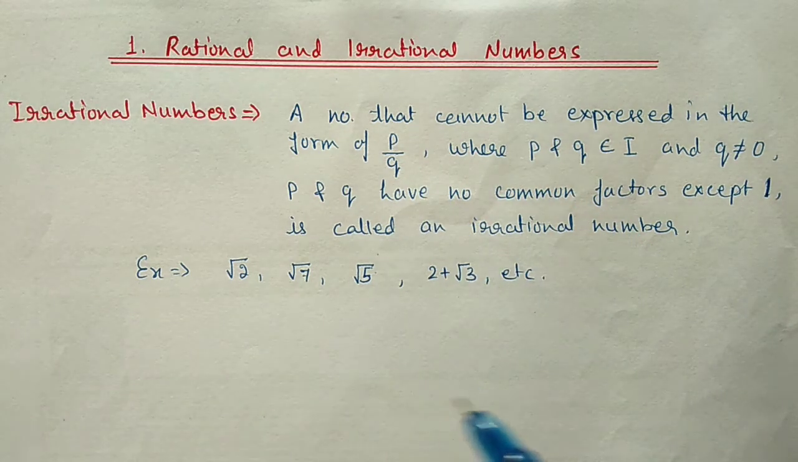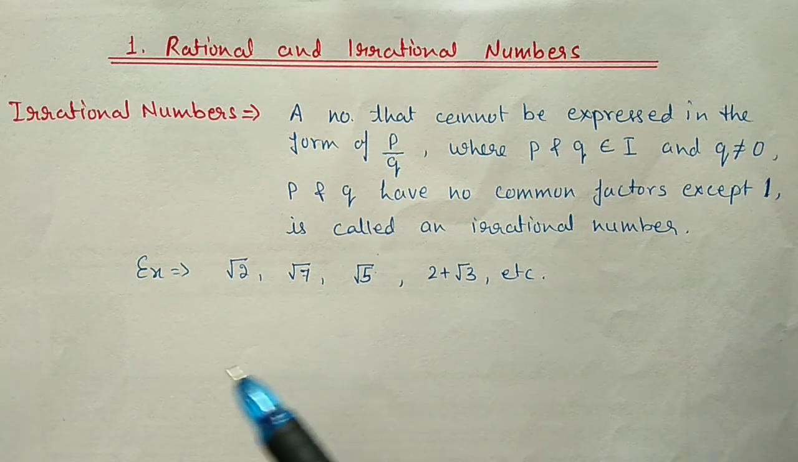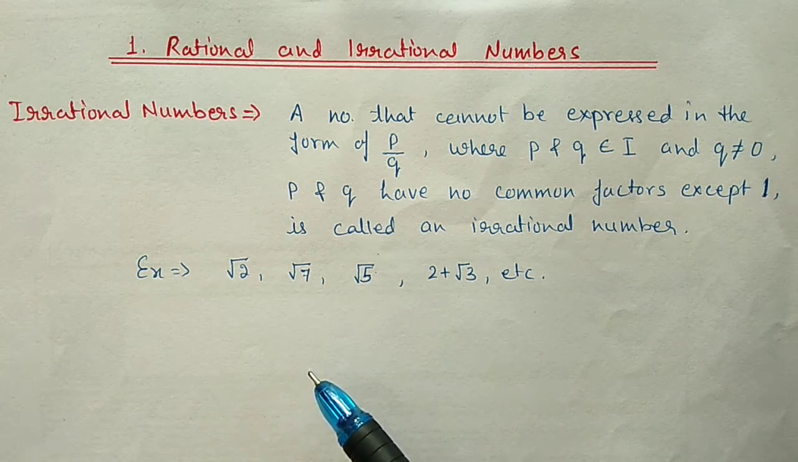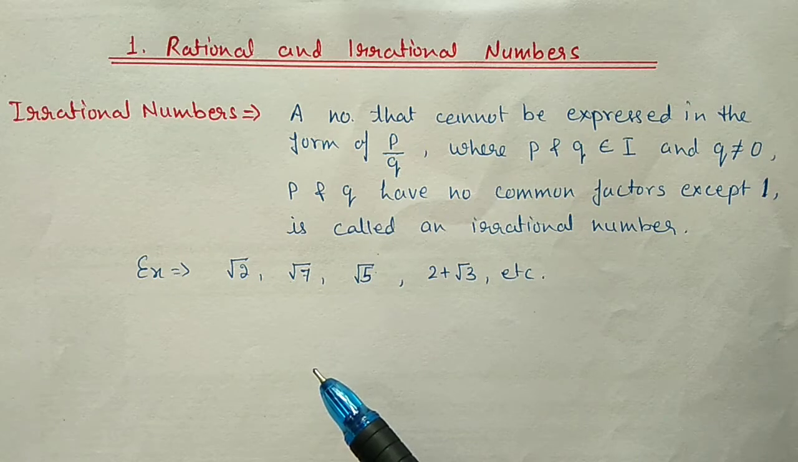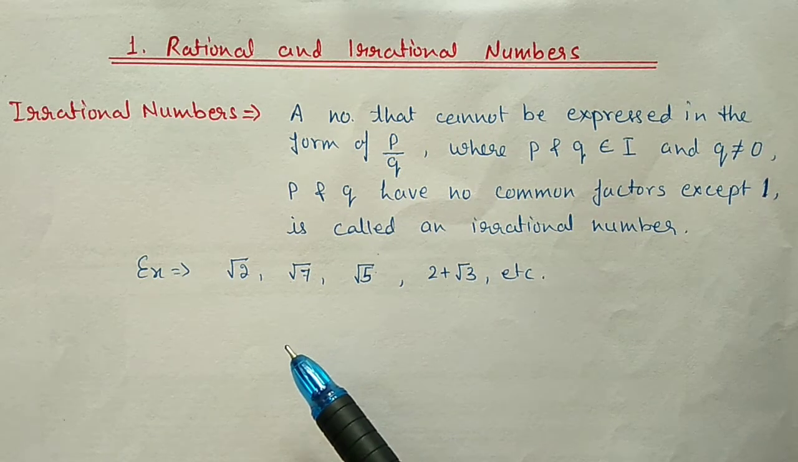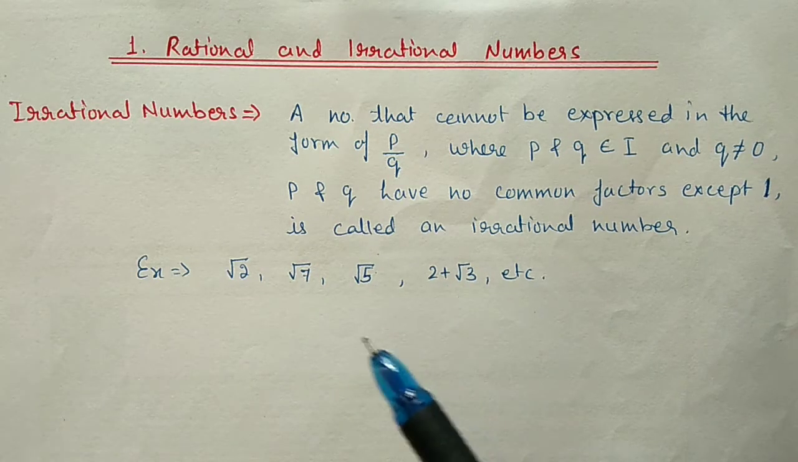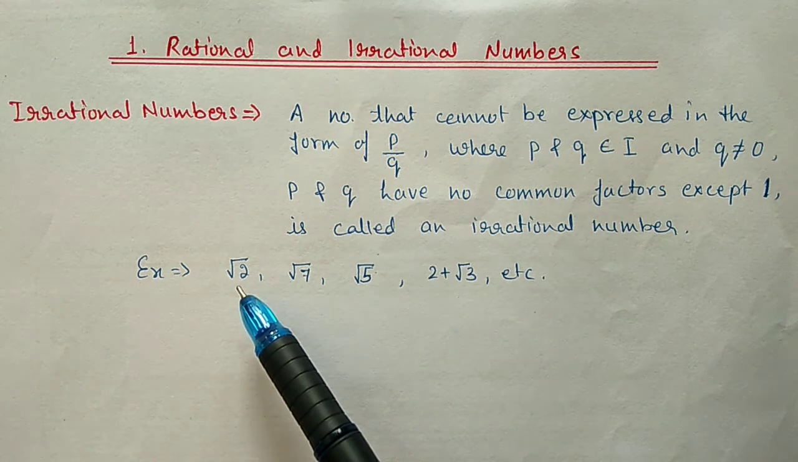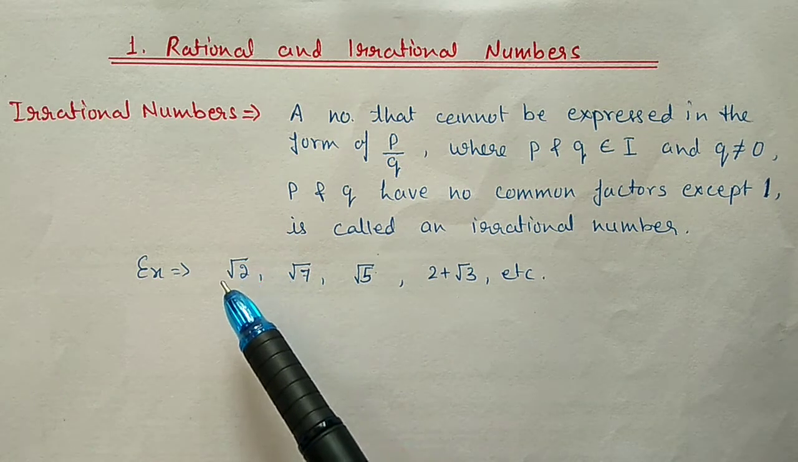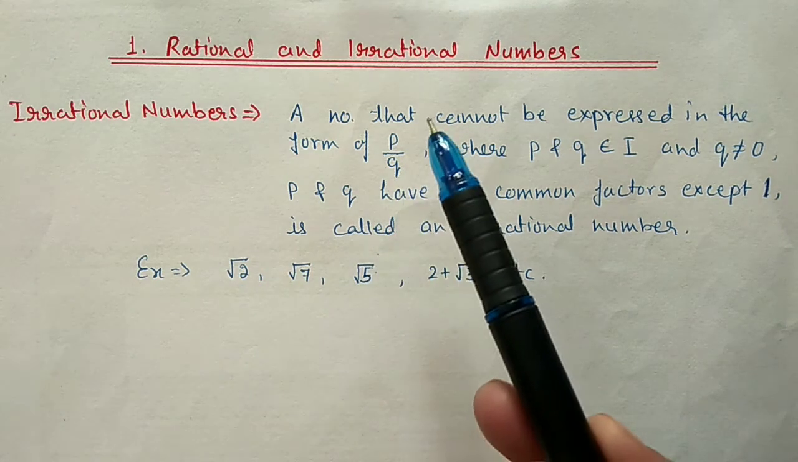When we represent all the integers, whole numbers and rational numbers on a number line, then also on that number line there are a few gaps in between. Those gaps will be filled by irrational numbers. And the property of irrational numbers is that we cannot express these numbers as a ratio.